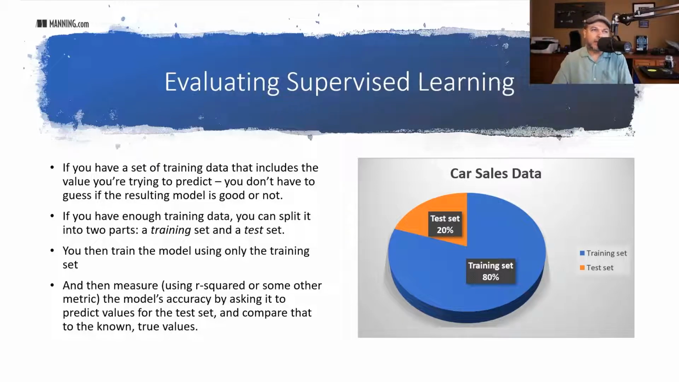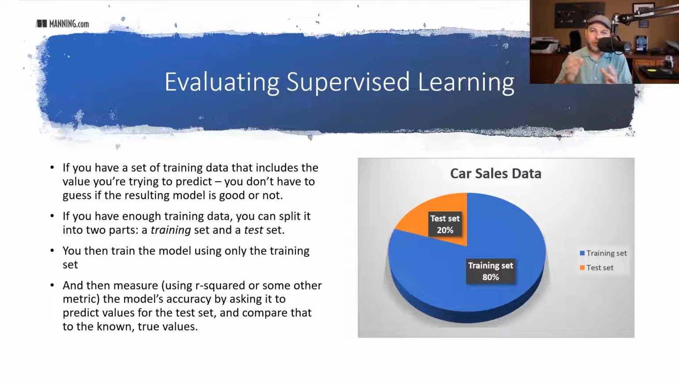But let's say that we have a set of training data that includes the value that you're trying to predict, like we do with our iris data. So we don't have to guess if our resulting model is good or not. We can actually take those known answers, if you will, and compare how well our model does at predicting them. And the trick that we do here is by splitting it up. We have a training data set and a testing data set.